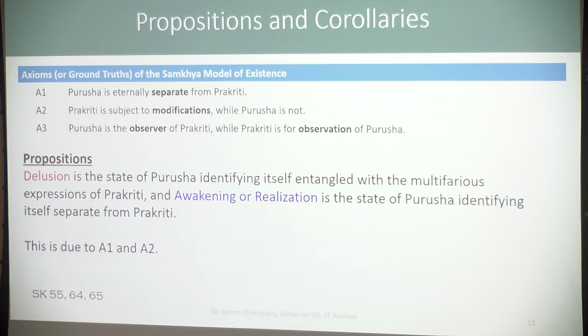Next proposition can be this: delusion is the state of Purusha identifying itself entangled with the multifarious expressions of Prakriti, and awakening or realization is the state of Purusha identifying itself separate from Prakriti. Now, since there is this observation going on, what happens is that Purusha sometimes, like what is happening to us, feels that the mind is sentient because we are so much engaged with it.